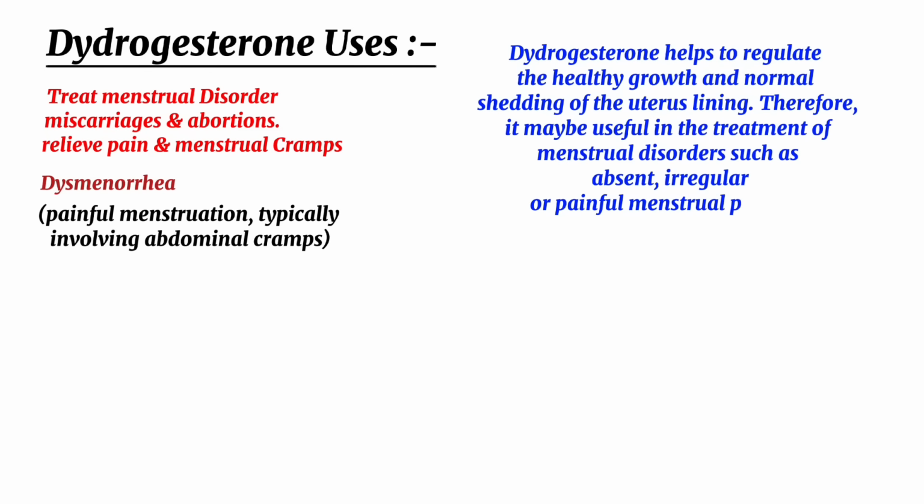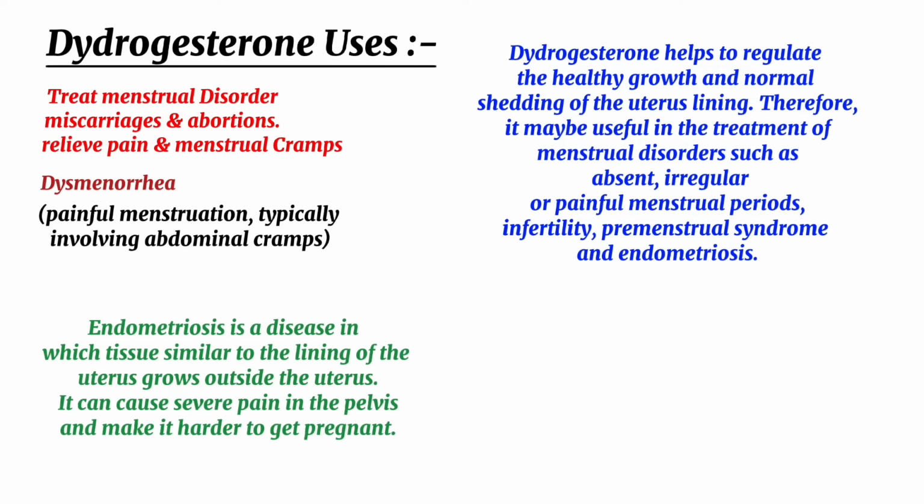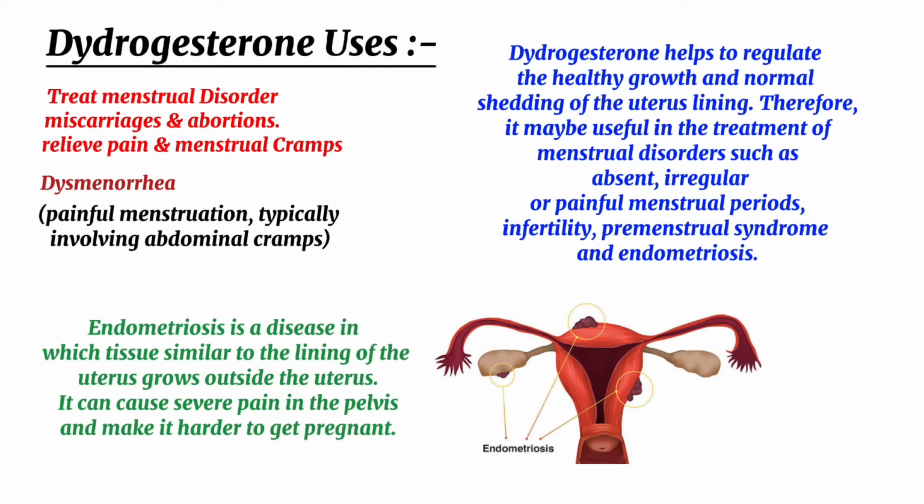Dysmenorrhea. Dydrogesterone helps to regulate the healthy growth and normal shedding of the uterus lining. Therefore, it may be useful in the treatment of menstrual disorders such as absent, irregular, or painful menstrual periods, infertility, premenstrual syndrome, and endometriosis. Endometriosis is a disease in which tissue similar to the lining of the uterus grows outside the uterus. It can cause severe pain in the pelvis and make it harder to get pregnant.